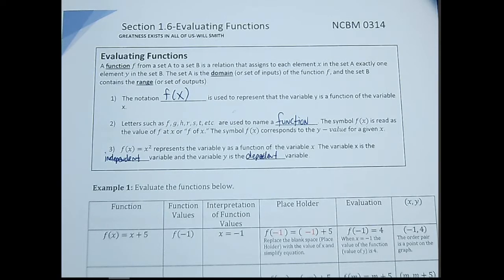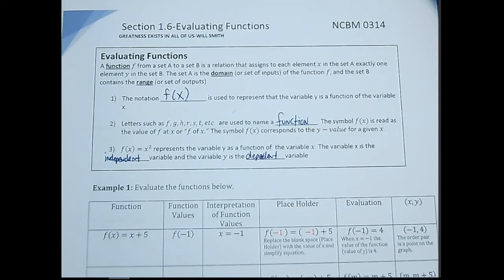In this section, we will use the notation f of x to represent that the variable y is a function of the variable x. Letters such as f, g, h, r, and so on are used to name a function. The symbol f of x is read as the value of f at x, or f of x. The symbol f of x corresponds to the y value for a given x.